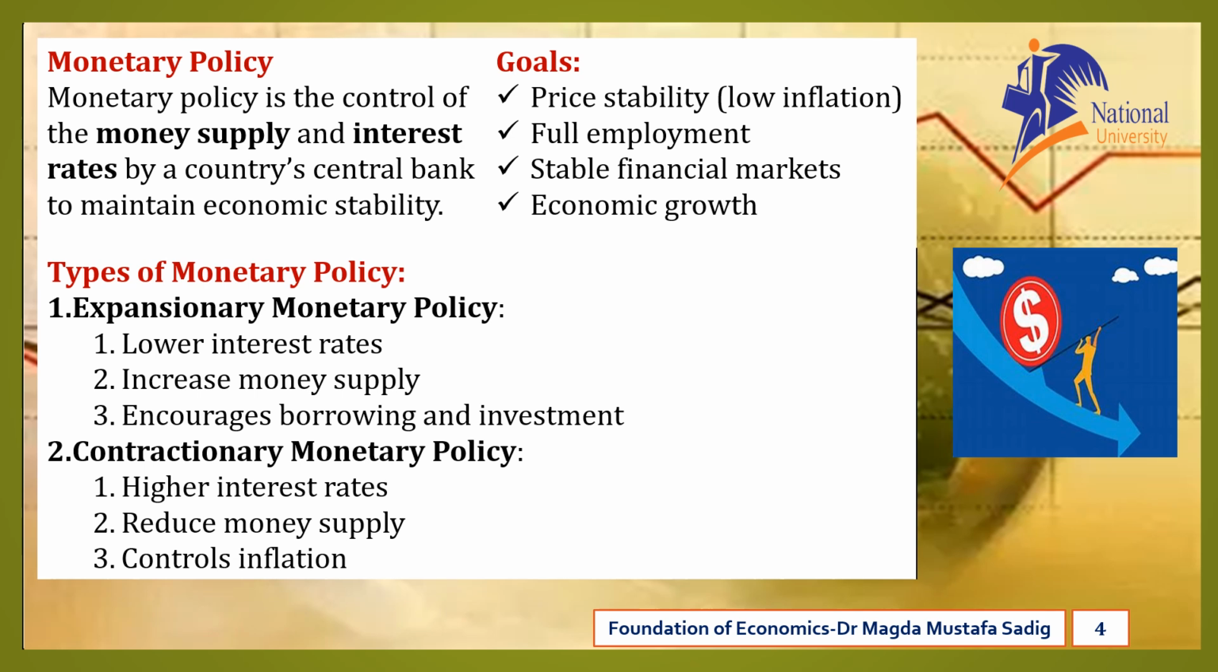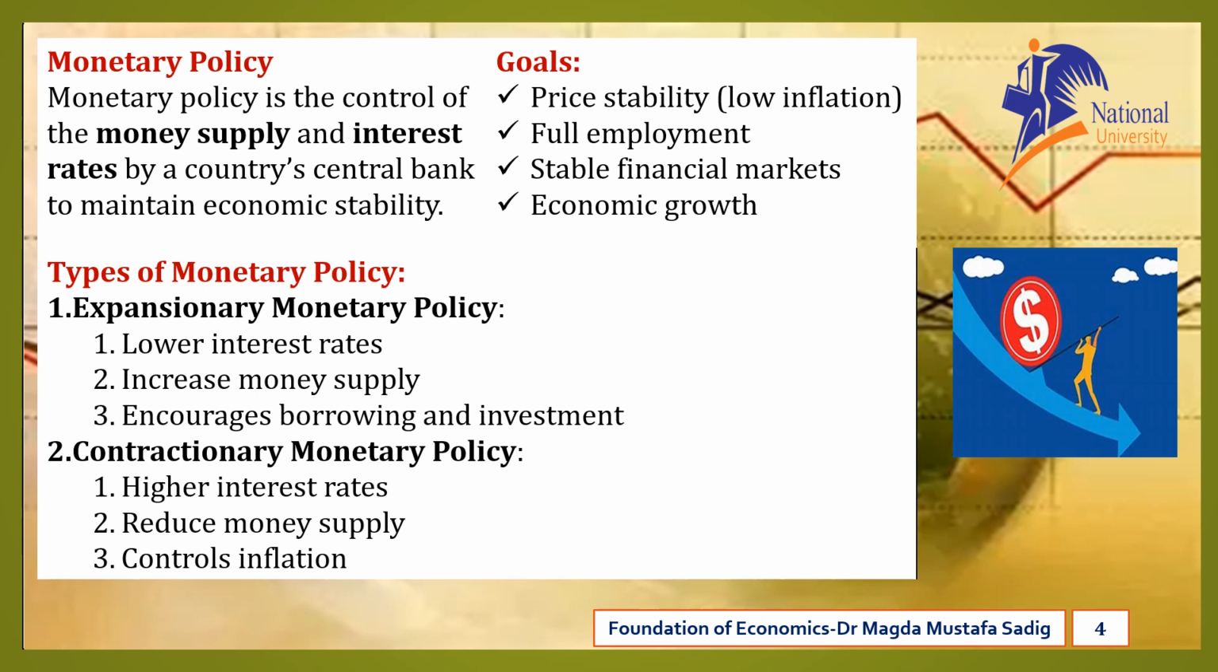The types of monetary policy. There are two main types of monetary policy. Expansionary monetary policy, used during a recession or a slowdown. How it works: it lowers interest rates and increases the money supply. Why? This makes borrowing cheaper, encourages spending and investment, and helps stimulate the economy. Example: lowering interest rates on loans so that businesses invest more and people buy more.